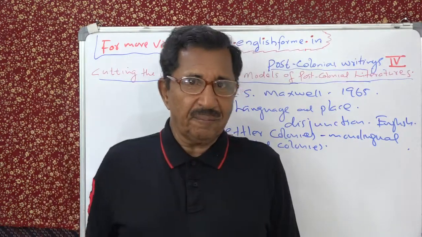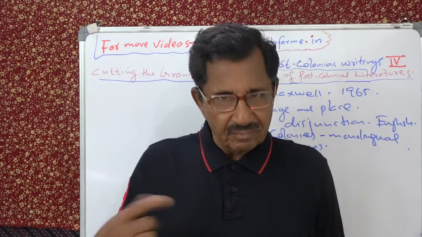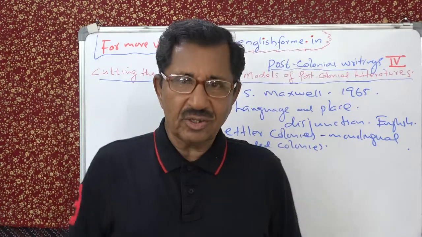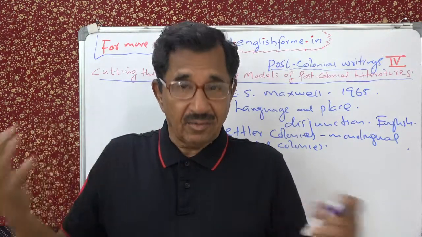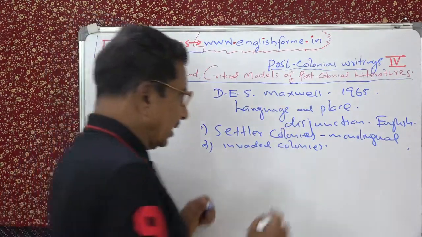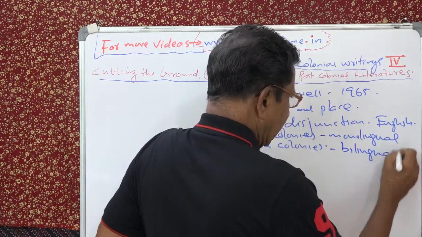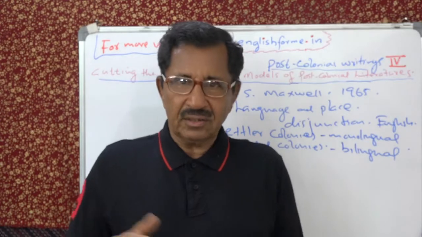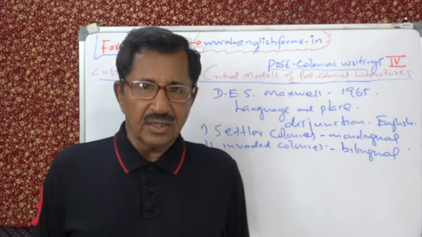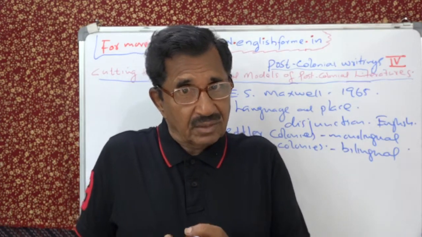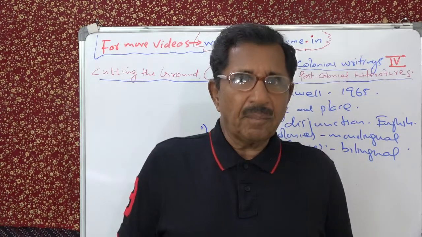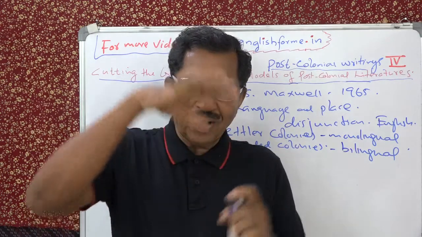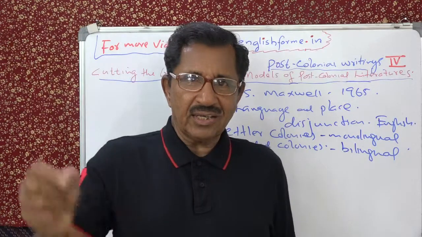In settler colonies, the language is their own, the writer's language, but the land is alien. But in invaded colonies like India, the language is foreign and the land is the writer's own native land. So the linguistic situation is bilingual here. But here, in settler colonies, it is monolingual. So writers in bilingual countries, that is India and Nigeria and so on, could choose. They could write in their own language, mother tongue, or they could write in English, a foreign language. Most of the writers preferred a foreign language because they thought that they would have a wider world view, a wider reception when they write in English.